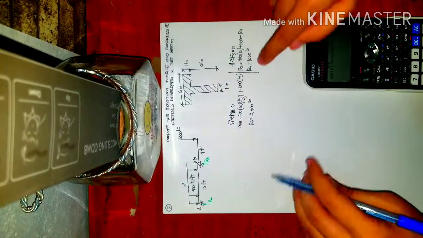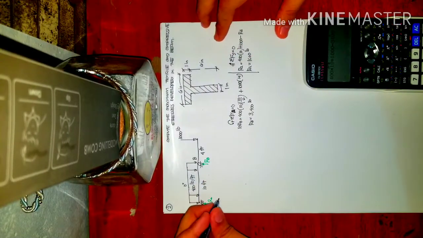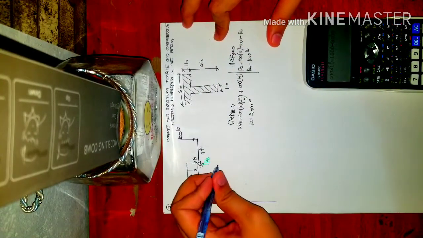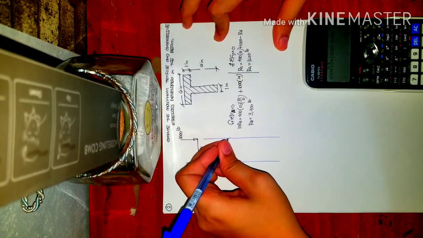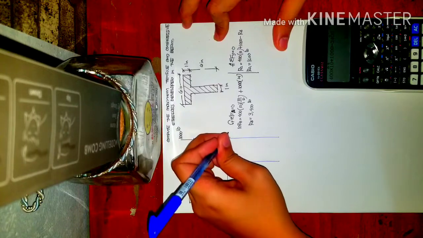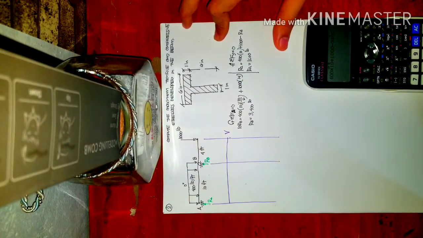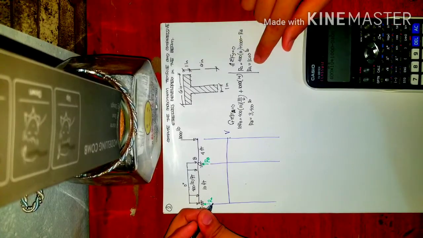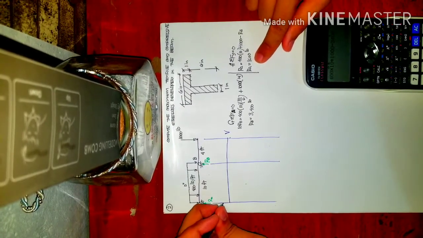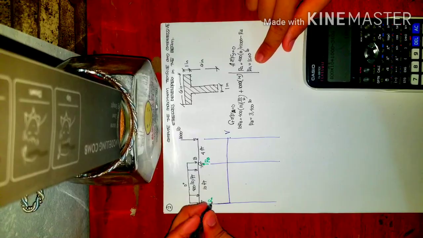Okay, so meron tayong reaction. We can now draw the shear and moment diagram. So project mo lang dito. So this will be the shear diagram. So nasabi sa point A, so meron kang RA na pataas with a value of 1,600. Pataas lang ako dito ng 1,600.